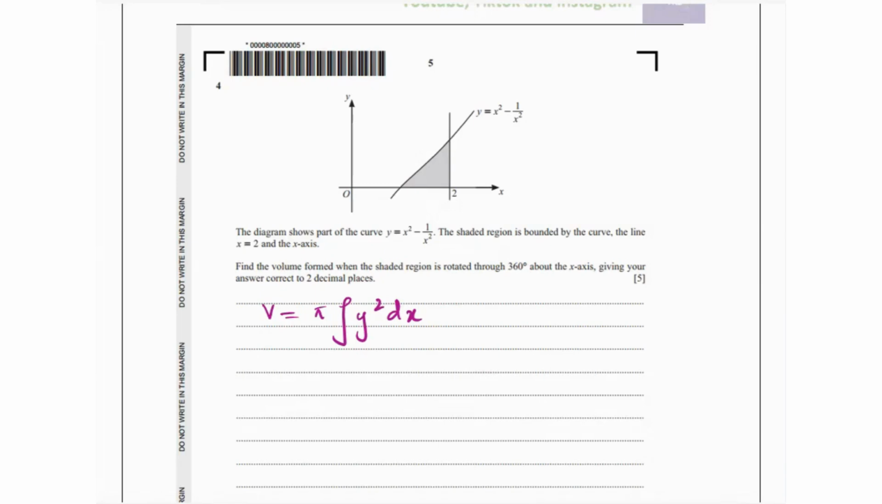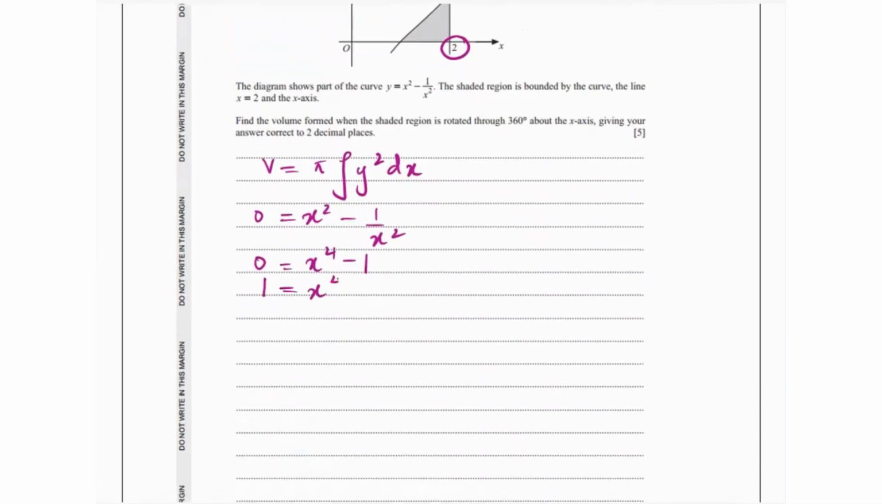If you look at the diagram, they have given us the higher limit but not the lower limit. To find the lower limit, we put the equation equal to 0 and find the corresponding x values. So 0 equals x squared minus 1 over x squared. 0 equals x to the power of 4 minus 1. We multiply all of the terms with x squared.